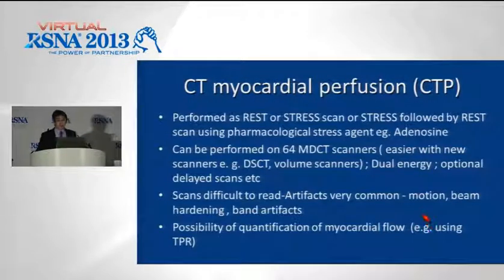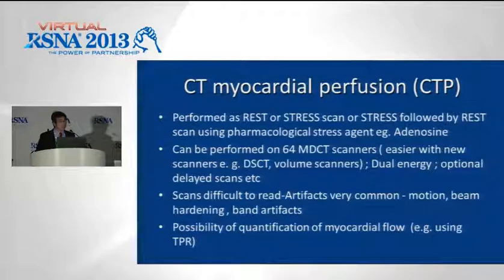What about CT myocardial perfusion? Well, you can do this as rest or stress scans, or stress followed by rest using pharmacological stress agents such as adenosine or regadenoson. Can be performed on 64-slice scanners, easier with the newer scanners such as the dual source, etc. You can do dual energy studies, and you can do optional delayed scans to look at myocardial viability.